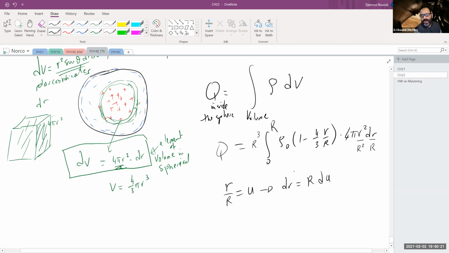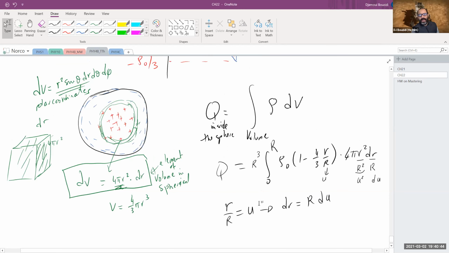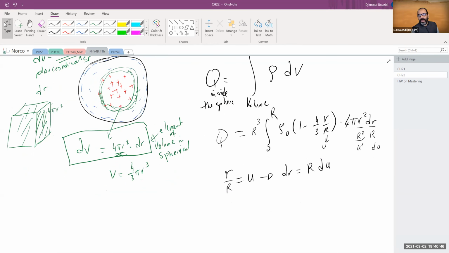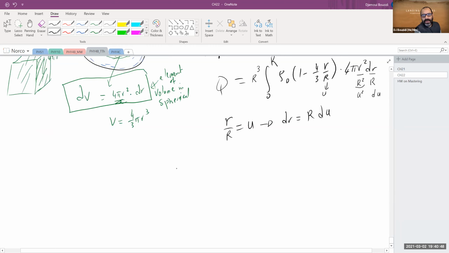So r squared over R squared is u squared. dr over R is du actually. So I'm going to pick up a u squared here, and a du here, and this is actually u itself, which is a variable that has no units. This is dimensionally useful because this is meter over meter. So this is a useful transformation when doing spherical geometry like this one.